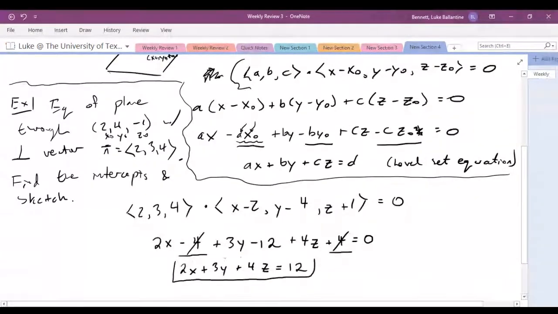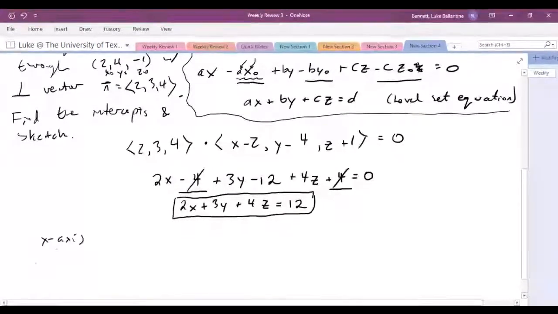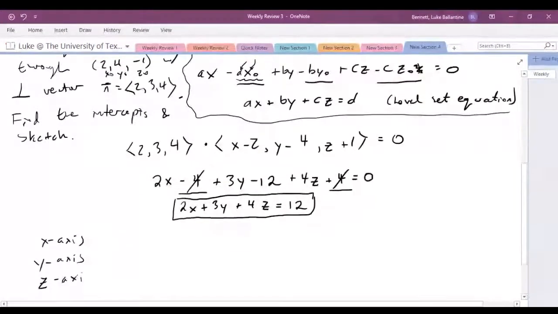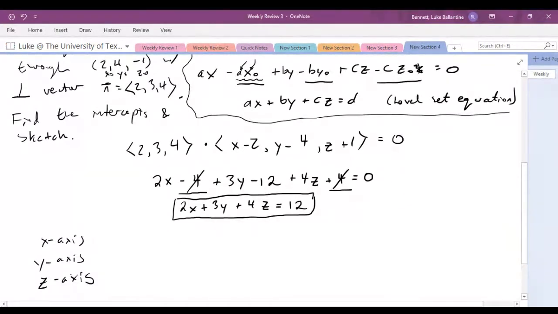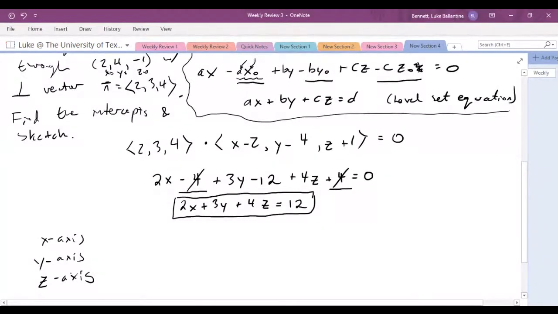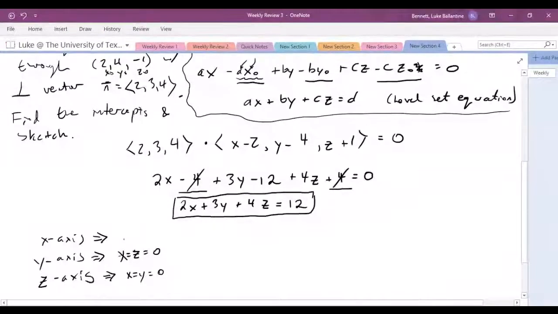And so how do we find the intercepts of this plane? That is, how do we find where it crosses the x-axis, y-axis, and z-axis? Have any ideas? Yeah, z-axis is where the x and y are 0. So yeah, z-axis, this implies that x equals y equals 0. The y-axis implies that x equals z equals 0. And the x-axis intercept would be y equals z equals 0. And we just plug them in, solve for the other variable.